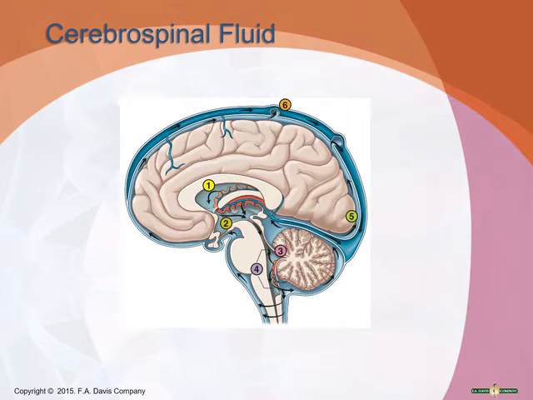Complicated steps, and you can see all the steps listed here, starting with 1. I'm not going to expect you to know all of those steps. What I want you to know is that it's the choroid plexus and the ventricles that actually make that cerebrospinal fluid, and that it's that fluid that helps to protect the brain.